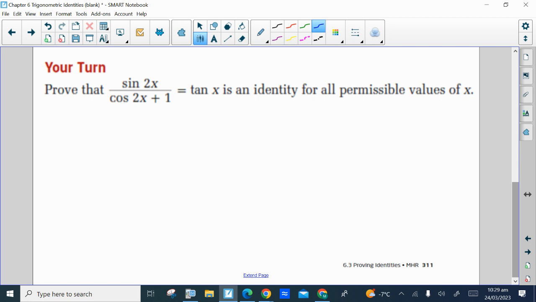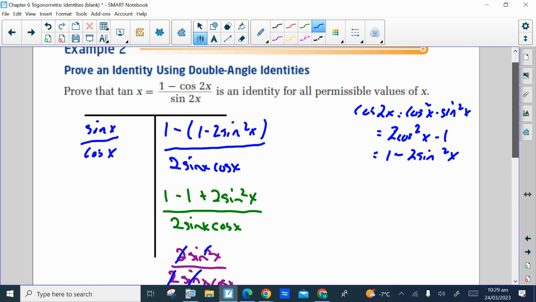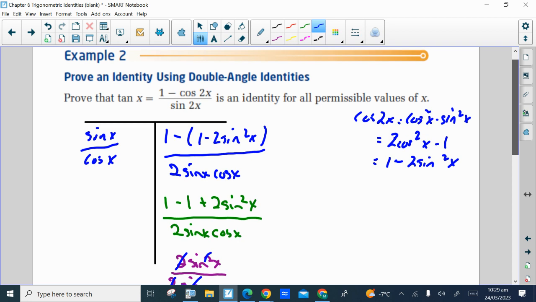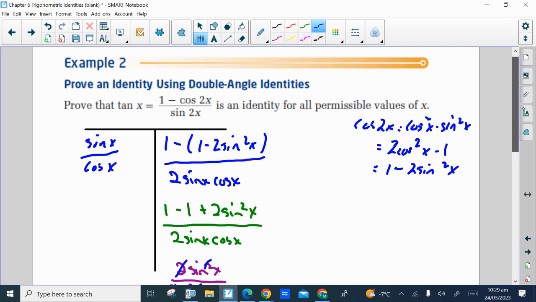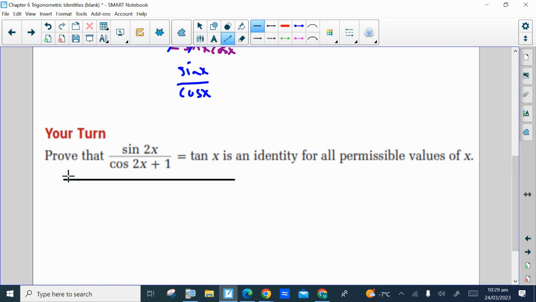All right, so this next one, very similar, because you've got tan x by itself on one side. The difference is that the numerator and denominator have been switched around. Here we have the sine 2x on top instead of the bottom. And also the cos 2x is a little bit different because the previous one, it was 1 minus cos 2x that was on the top. This one is cos 2x plus 1 on the bottom. But it doesn't change the way it's done.